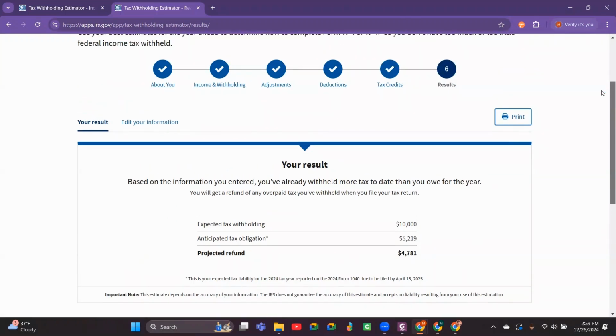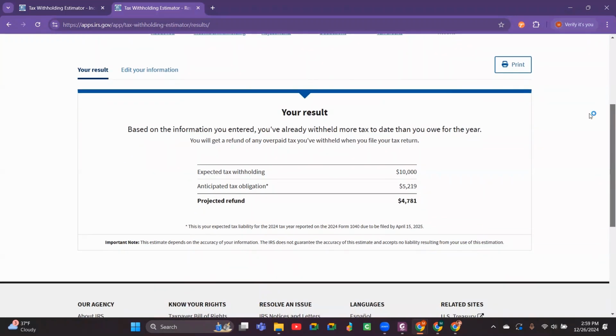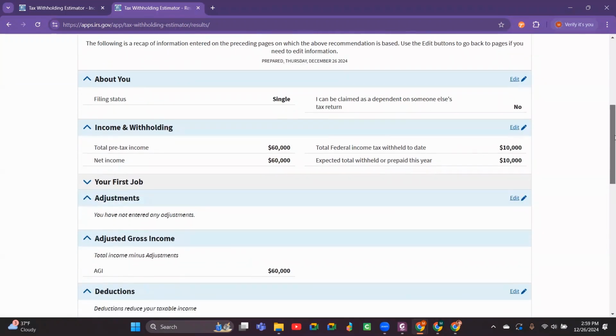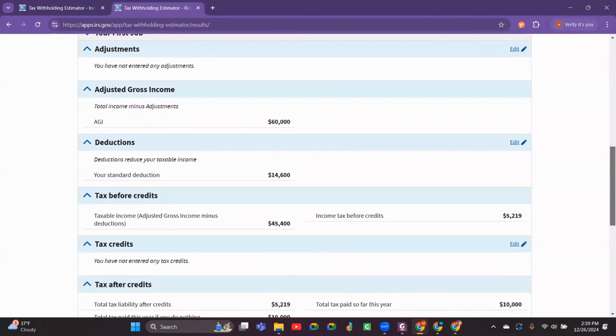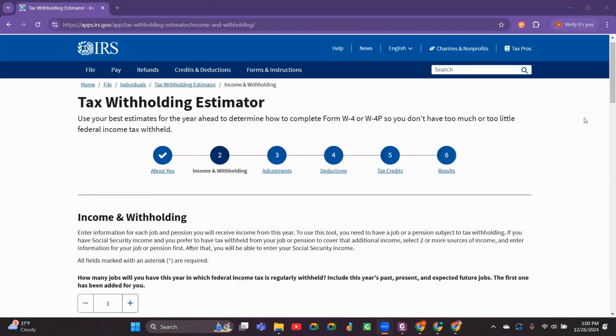This is a person who made $60,000 this year, had withholdings of about $10,000. And here is their projected tax refund based on the information you have in here. If you look back, you can see all of the detail that we put in here: the pre-tax income, the total federal withholding, no deductions, their taxable income, and of course the tax before credit. So they're going to get a pretty big refund back, and this is good to print out. Next, we're going to go through the next scenario.